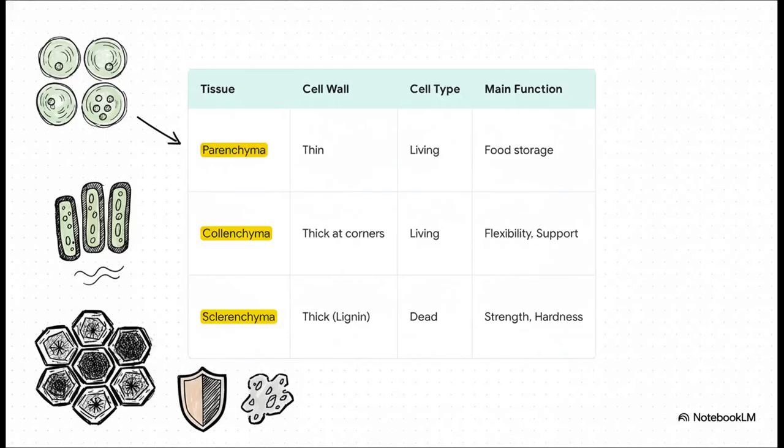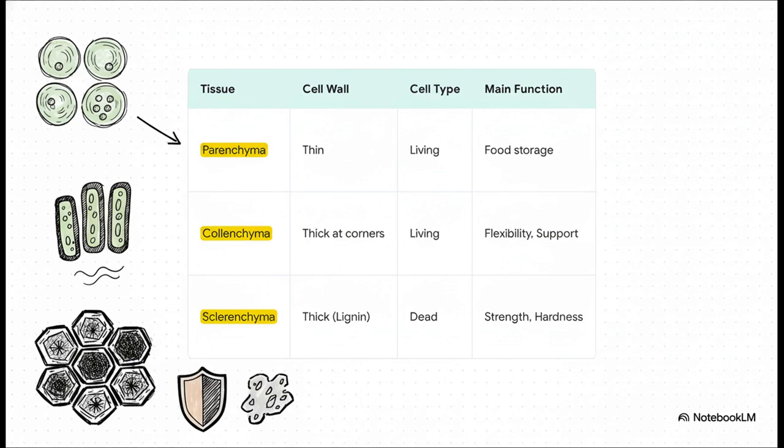Now, this table is an absolute must-know for your exams. It's a comparison of the three types of simple permanent tissues. Just notice the key differences here. Parenchyma has very thin walls, and its main job is to store food. Collenchyma has its corners thickened to give flexibility. And sclerenchyma cells, well, they are dead, and they have super thick walls made of lignin. That's a hard, rigid substance that gives the plant strength. Think about the hard shell of a coconut.